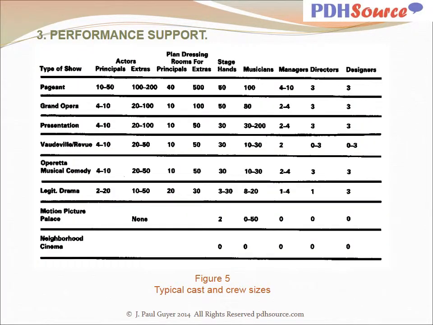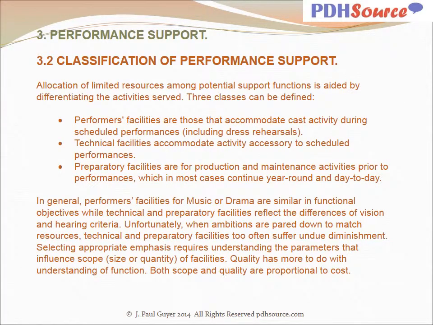Figure 5 indicates typical cast and crew sizes for different categories of productions. The classifications of performance support, allocation of limited resources among potential support functions is aided by differentiating the activities served. 3 classes can be defined.